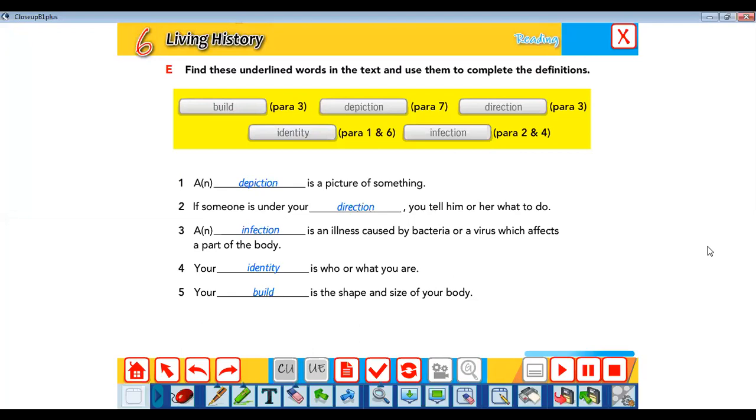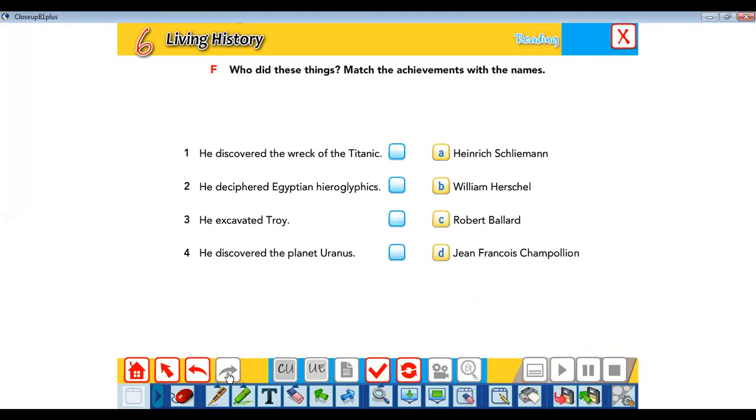We'll try after that to finish another exercise. But by the way, you will have the answer in exercise F, because the answer of exercise F is in exercise G. And here, this is the exercise. Just try to guess, match the achievements with the names. And you'll find the answer in G after that in your book.